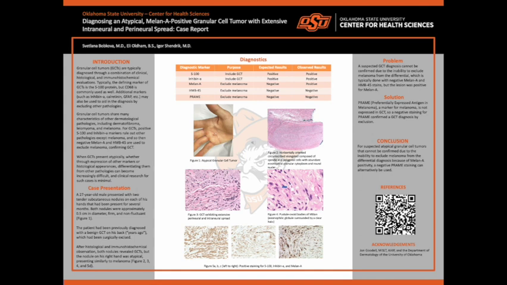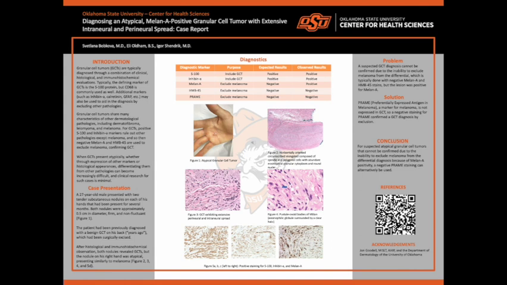Additional markers such as inhibin A, calretinin, GFAP, etc., may also be used to aid in the diagnosis by excluding other pathologies. Granular cell tumors share many characteristics of other dermatological pathologies, including dermatofibroma, leiomyoma, and melanoma. For GCTs, positive S100 and inhibin A markers rule out other pathologies except melanoma, and so then negative Melan-A and HMB45 are used to exclude melanoma, confirming GCT.